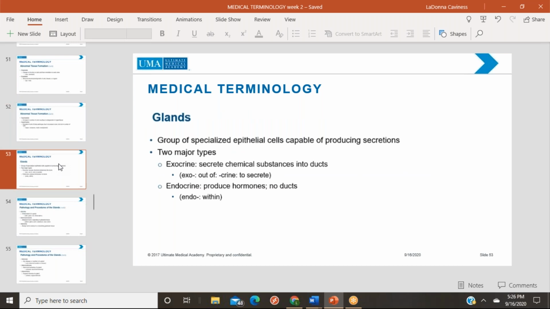Glands, group of specialized epithelial cells capable of producing secretions. Two major types: exocrine, secrete chemical substances into ducts, and endocrine, produces hormones, no ducts. And here's a breakdown of these two medical terms. EXO refers to out of, and CRIN refers to secrete. Endo refers to within.